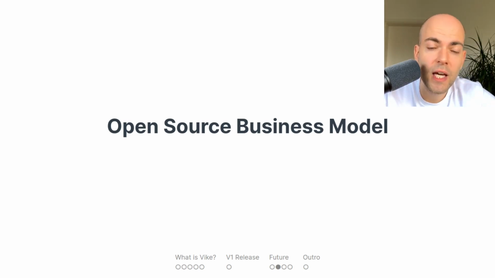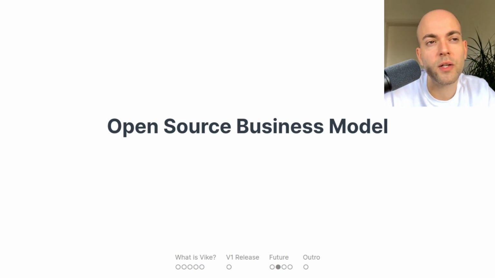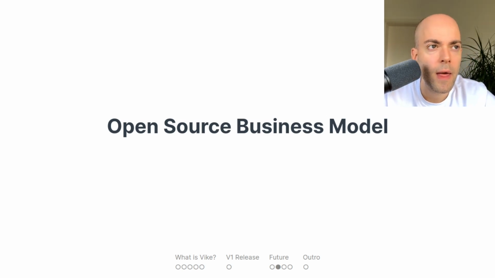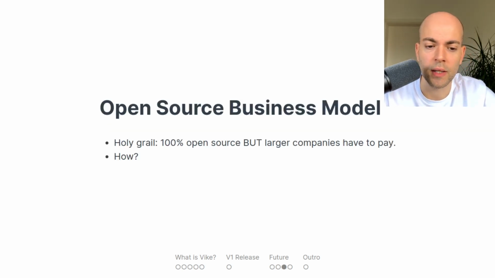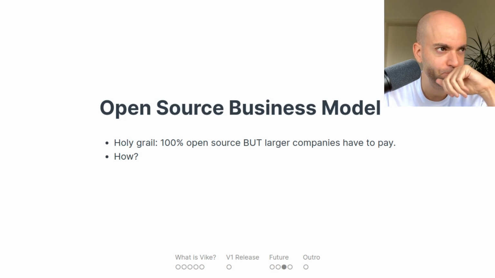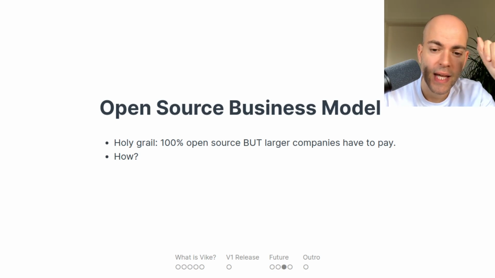We've been thinking a lot about it, and we had a lot of internal discussions. And I think the holy grail here, what we all want, is we want code to stay 100% open source, so no compromise on what makes open source special. But larger companies have to pay. Now the question is, how do we get there? And I believe we found a solution that will work.